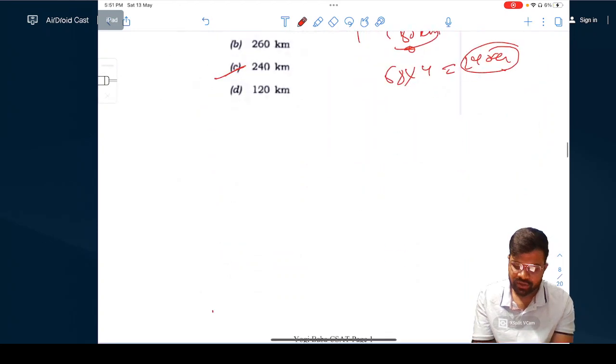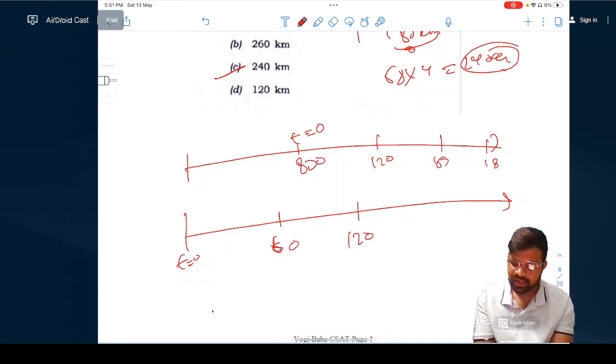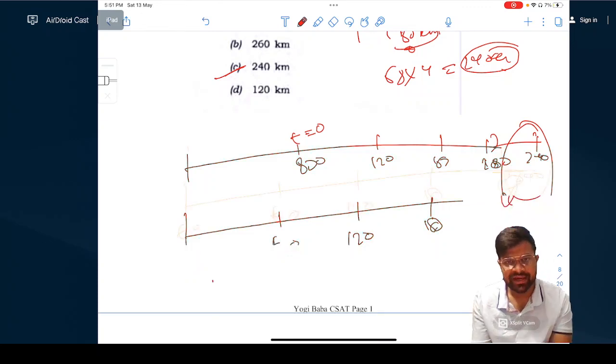You can also do it by the mapping that I showed you in the class. So after 2 hours it is at 80, when t is equal to 0, the other is here itself. Then it is at 120, then it is at 60. When it is at 160, it is at 120. When it is at 200, it is at 180. Then it is at 240, it is also at 240. So this is how you can map also. Drawing a diagram also helps sometimes.